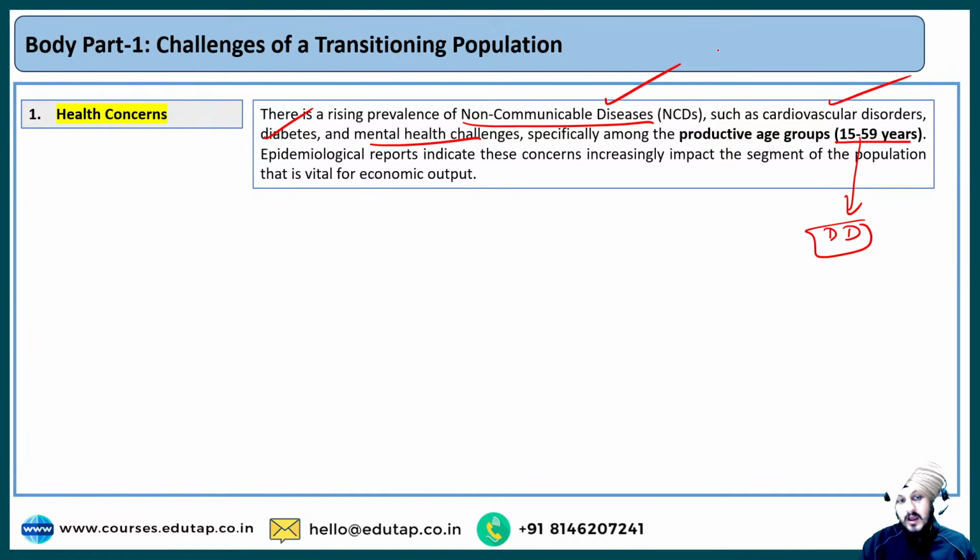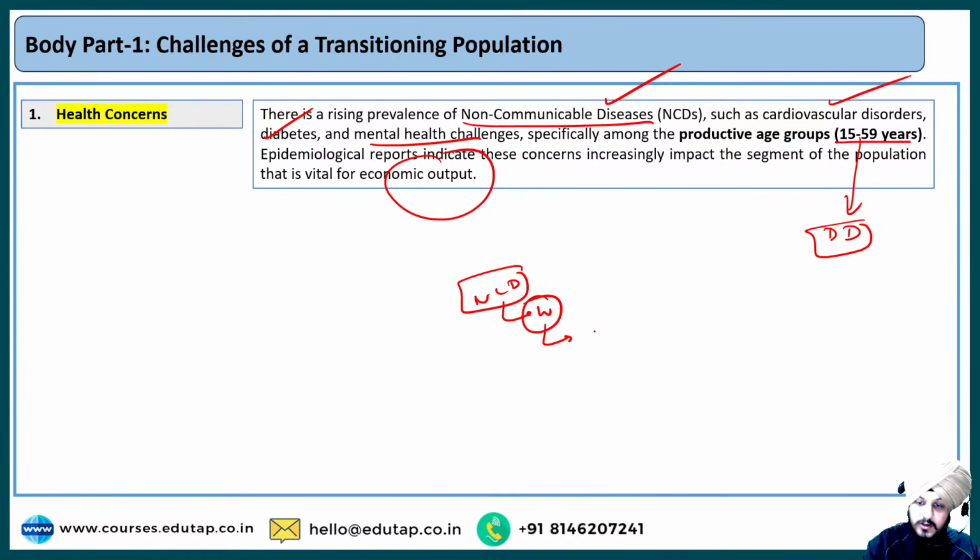And epidemiological reports indicate that these concerns increasingly impact the segment of the population that is vital for economic output, right? Non-communicable diseases among the working age population are an important cause of concern because in the long term, of course, they are going to impact the productivity of the economy, right? And that is why it is very important that we require policy focus on prevention.